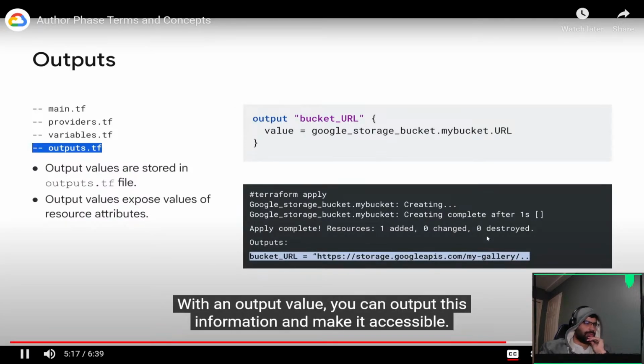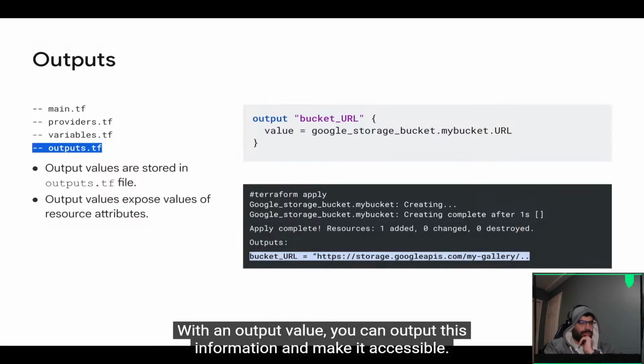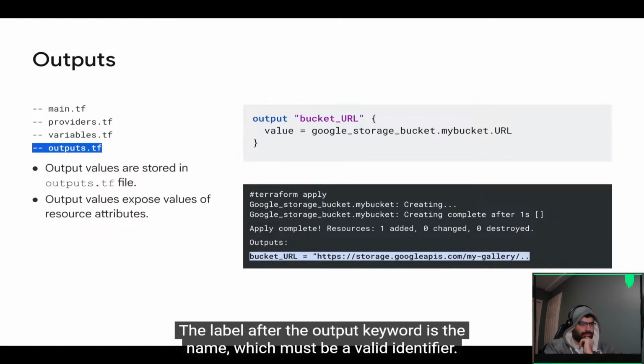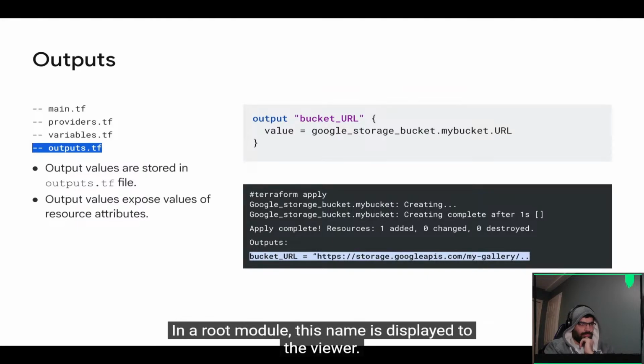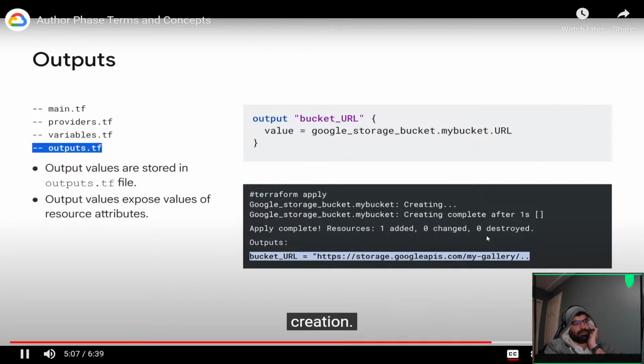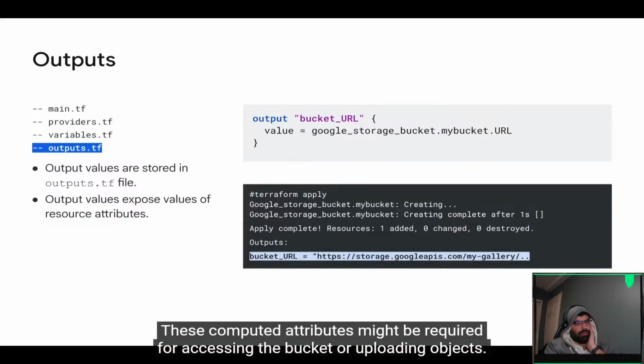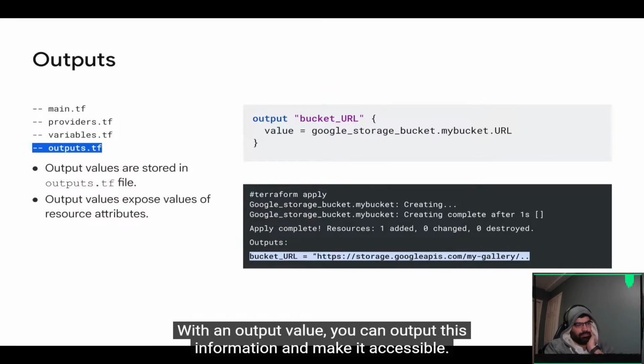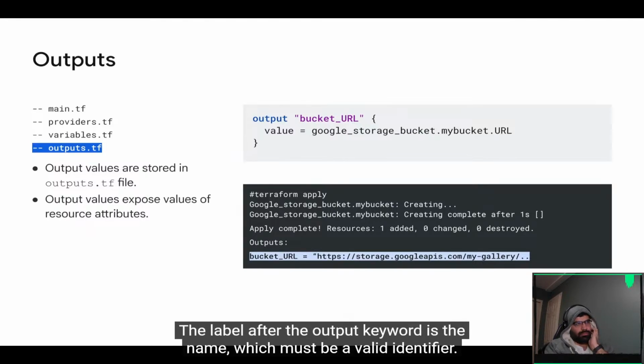You can output this information and make it accessible. The label after the output keyword is the name, which must be a valid identifier. In a root module, this name is displayed to the viewer. In a child module, it can be used to access the value. Let's go back a bit. Upon bucket creation, these computed attributes might be required for accessing the bucket or uploading objects. With an output value, you can output this information and make it accessible. The label after the output keyword is the name, which must be a valid identifier.